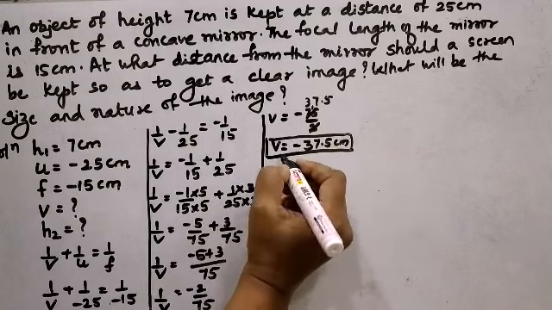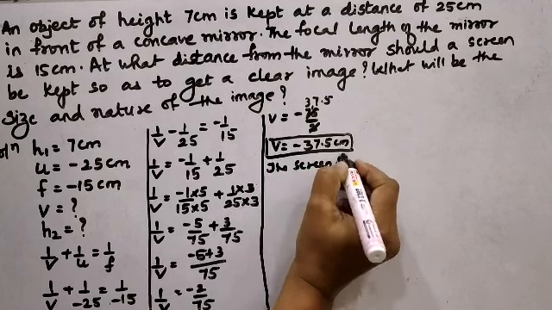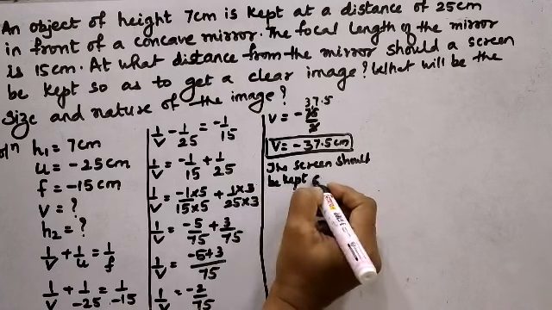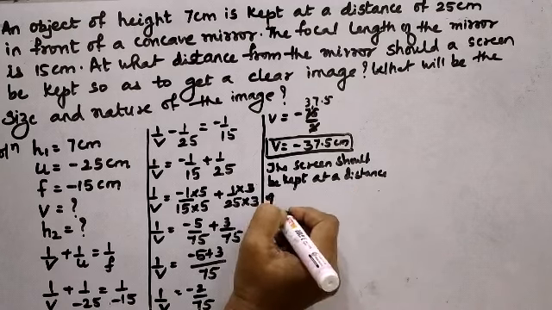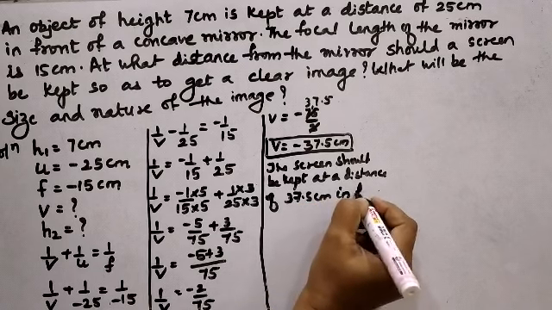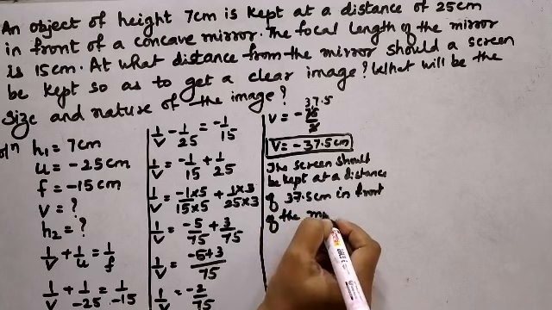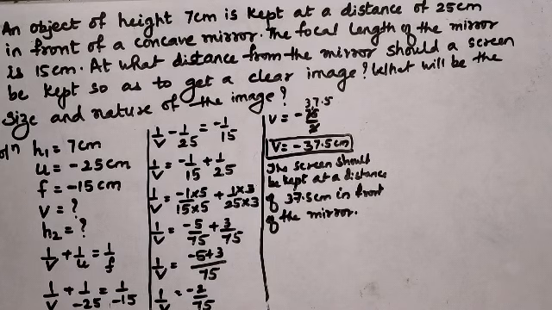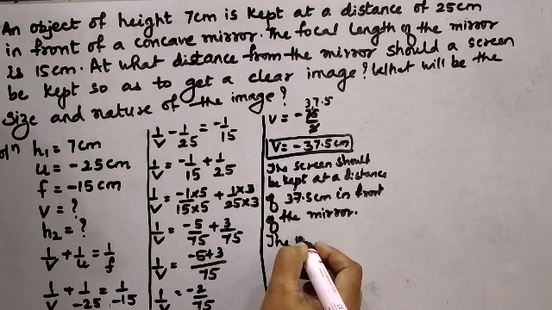So the screen should be kept at a distance of 37.5 centimeters in front of the mirror. Negative value of v indicates that the image is a real image. So the image is real.